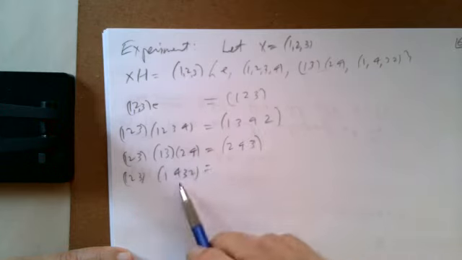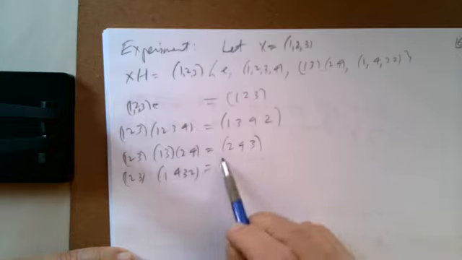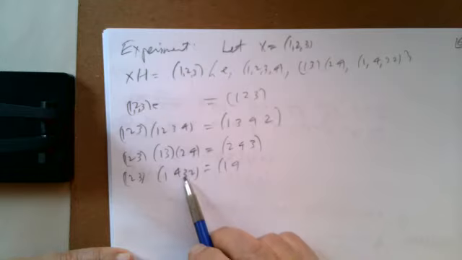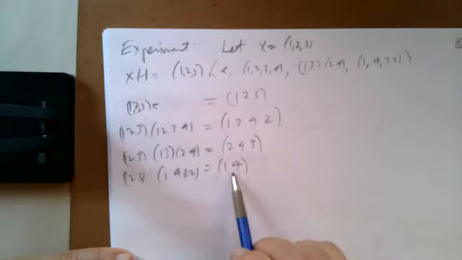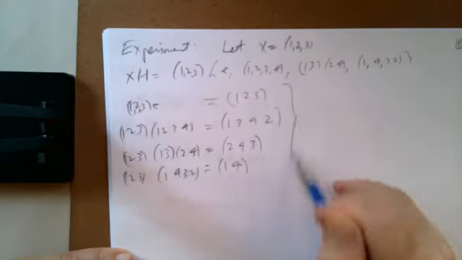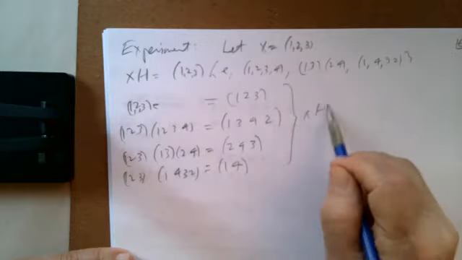And (1 2 3) times (1 4 3 2): 1 goes to 4, goes to 4. 4 goes to 3, goes back to 1. 3 goes to 2, goes to 3. And 2 goes to 1, goes to 2. So this is just the transposition (1 4). So these are the 4 elements in the left coset.